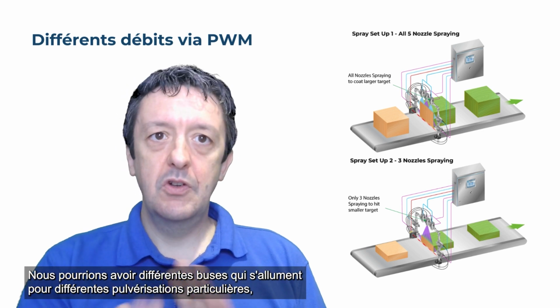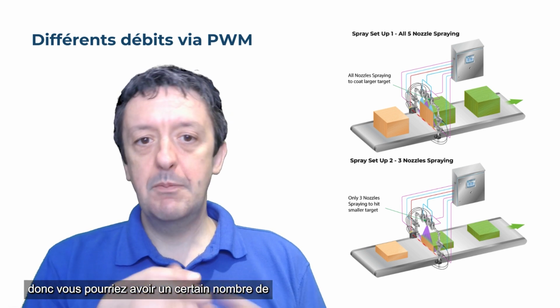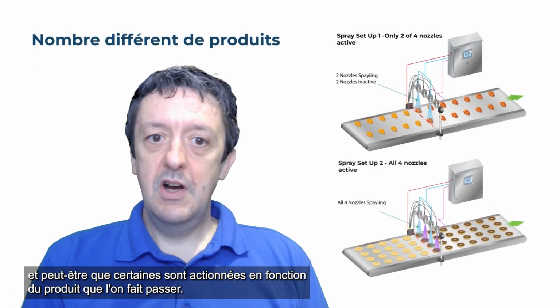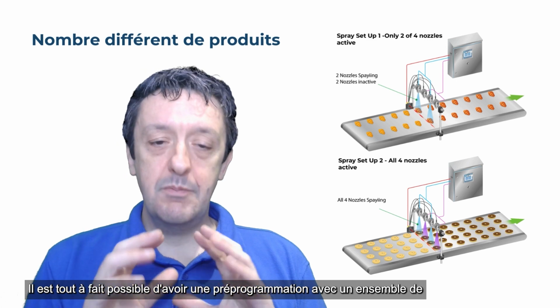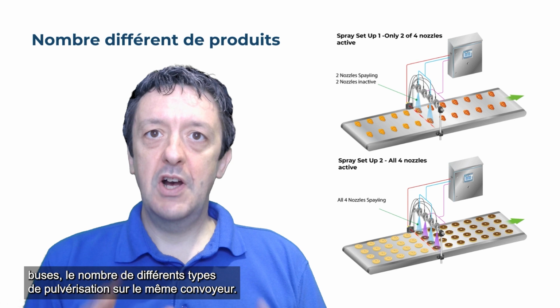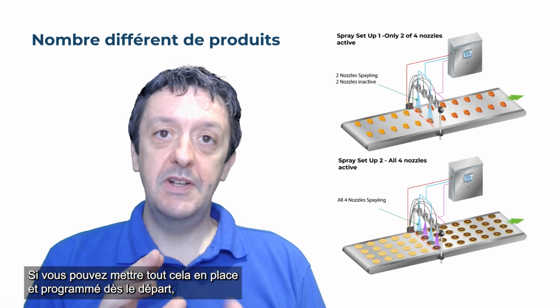And we could have different nozzles coming on for different particular spray runs. You could have a number of different nozzle spray zones set up on a single conveyor, and maybe some are actuated depending on the product you're putting through there. It's entirely possible to have pre-programmed, with one set of nozzles, a number of different types of spray set up on the same conveyor. So you can get that all set up and programmed in to begin with.